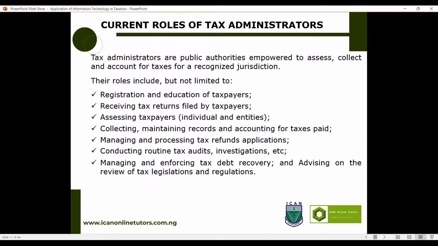Now, what are their roles? We have listed 7 roles here, but note that they are not limited to this. For the purpose of examination, we have listed 7. One, we have registration and education of taxpayers. While taking you through the roles of tax practitioners, I mentioned that they may be engaged to register the taxpayer within 6 months of incorporation for VAT purposes and within 6 months of incorporation for annual returns purposes.